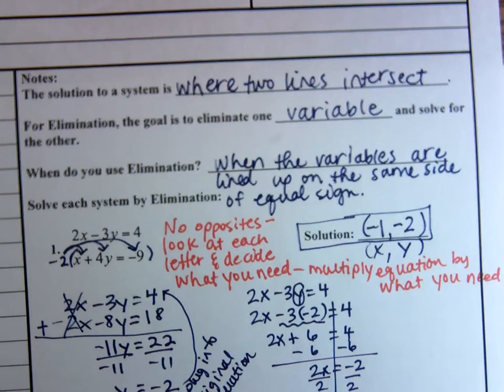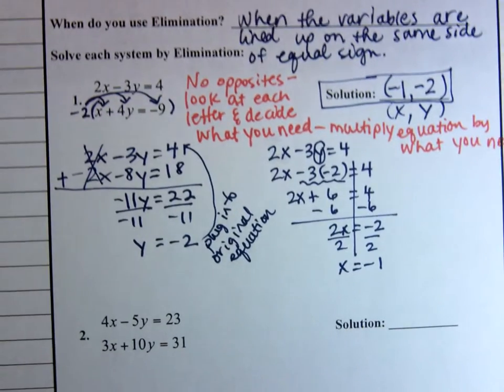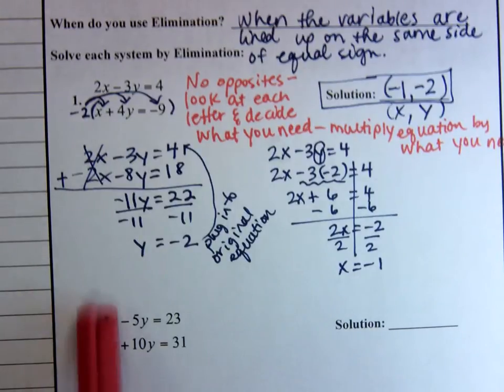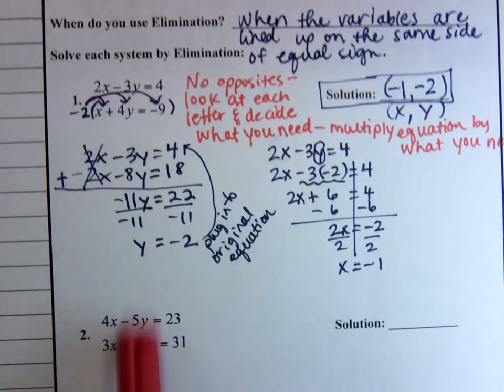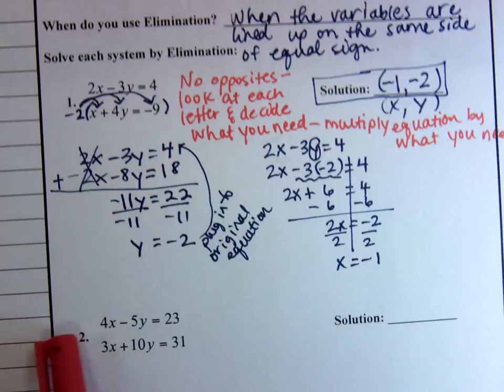So let's go on to the next one. Number 2. We have 4x minus 5y equals 23 and 3x plus 10y equals 31. Now as we look at the x's, we don't see anything that's the opposite. On the y's, nothing that's the opposite. And so we now have to decide, okay, what do we need? And if you look at the x's, there's nothing I can multiply by the 3 to get me 4, nothing I can multiply by the 4 to get me 3, but let's look at the y's.